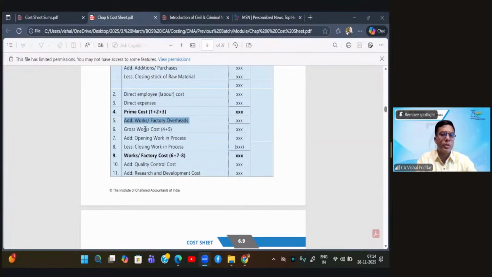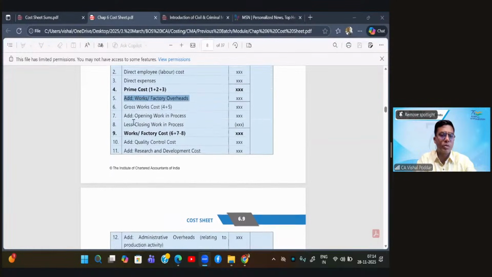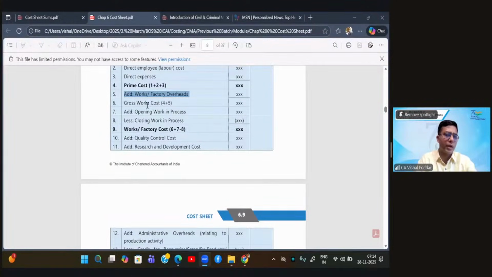Thereafter, the total of prime cost and factory overheads becomes the gross works cost or gross factory cost. In this, you adjust what is there in the factory. Now, what stock is there in the factory? In a factory, at any given point of time, you will have the stock of those goods which are under manufacturing process, whose process is not complete. That is what is lying as stock.